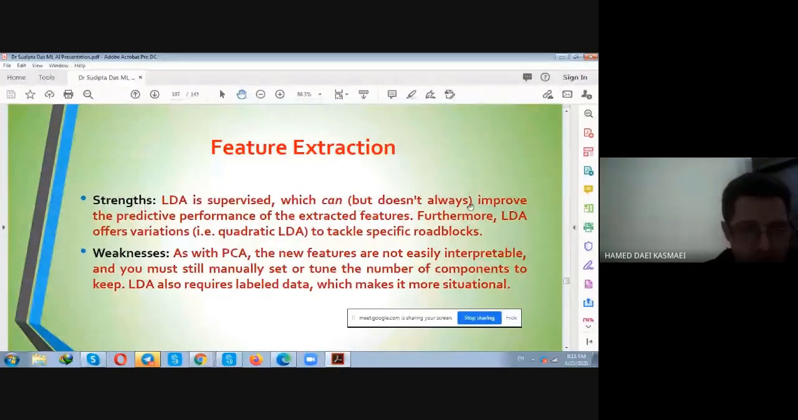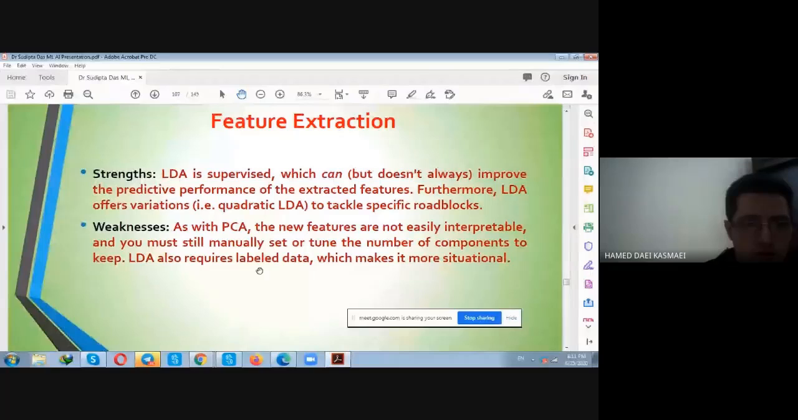It improves the predictive performance of extracted features. It also offers variations like quadratic LDA to tackle specific roadblocks. But the weakness is that the new features are not easily interpretable, again, and you must still manually set or tune the number of components to keep. Okay, so it's a weakness.